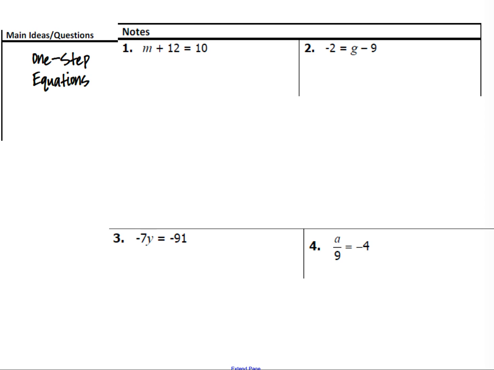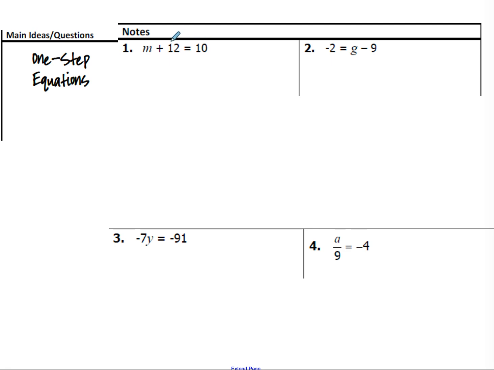We are reviewing solving one and two-step equations. So we're going to start with one-step equations. One-step equations means there's one operation that we need to cancel out on the side with a variable. So for this first one, I have m plus 12 equals 10.